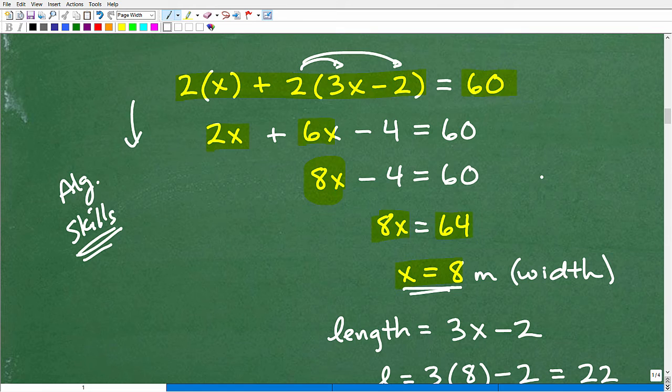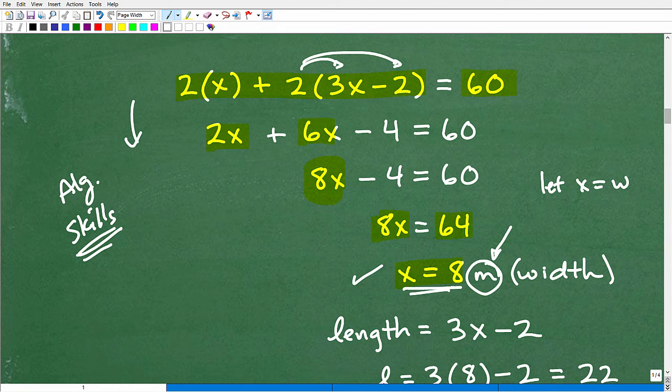Remember, x, we said let x equal the width. So we are talking about units of measure here. So x is equal to 8 meters. But again, we're not done. We're halfway done. So you just can't stop and say, okay, x is equal to 8, I'm done with the problem.